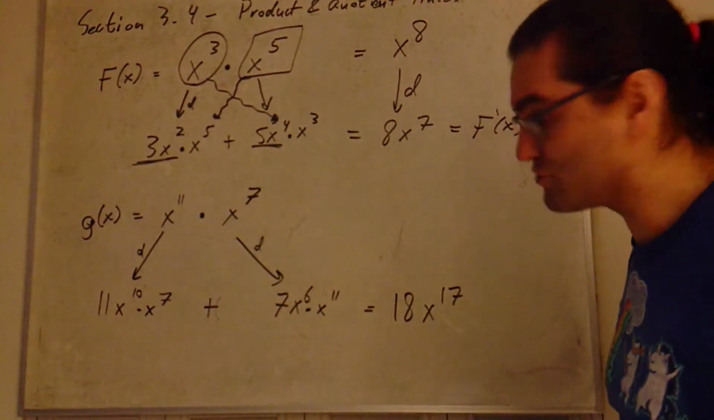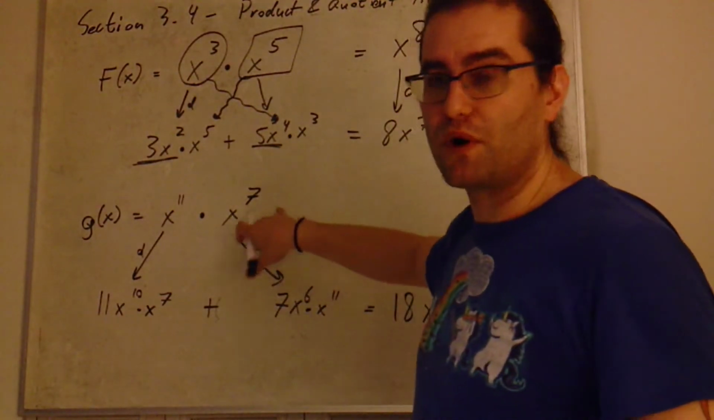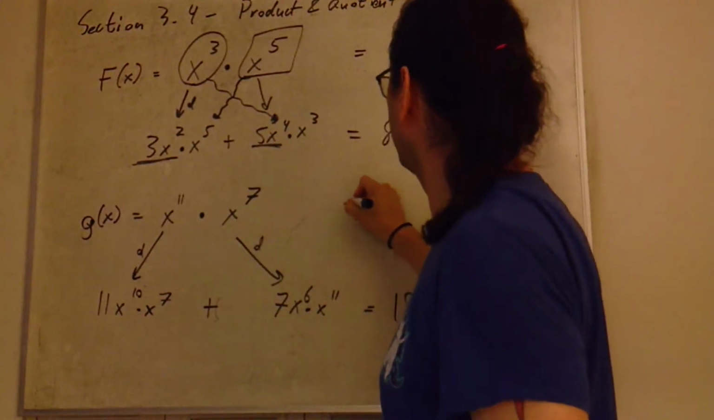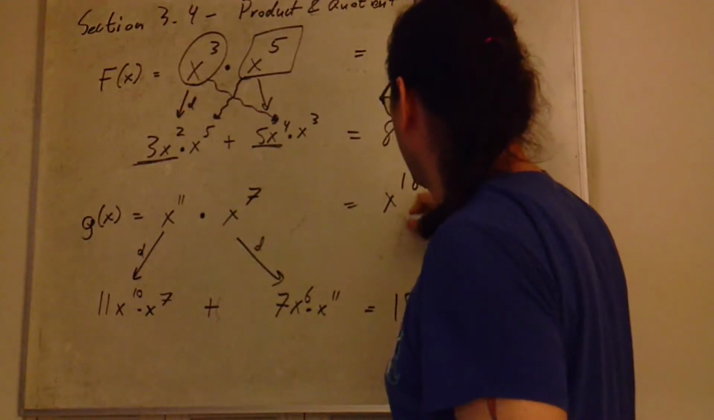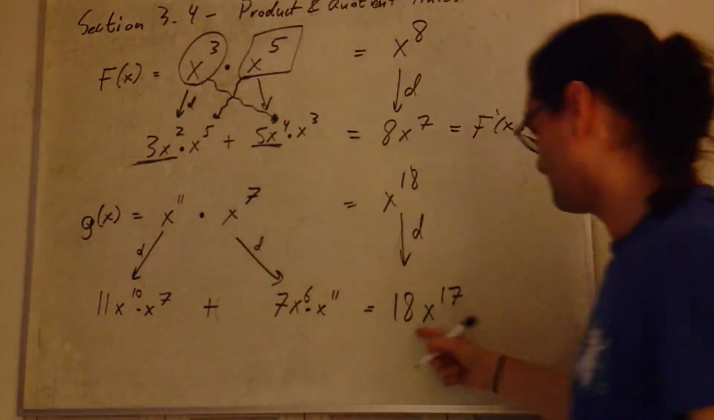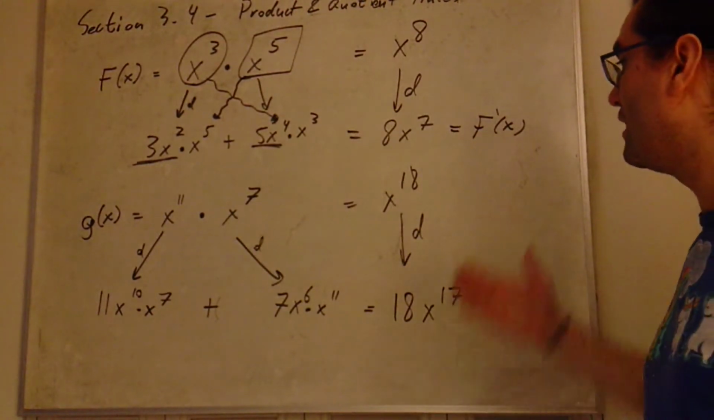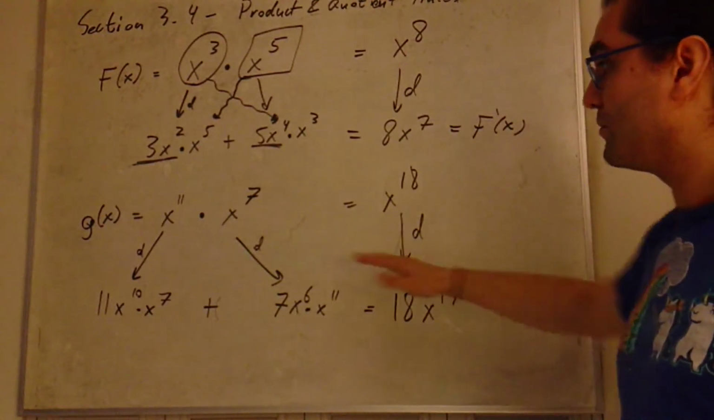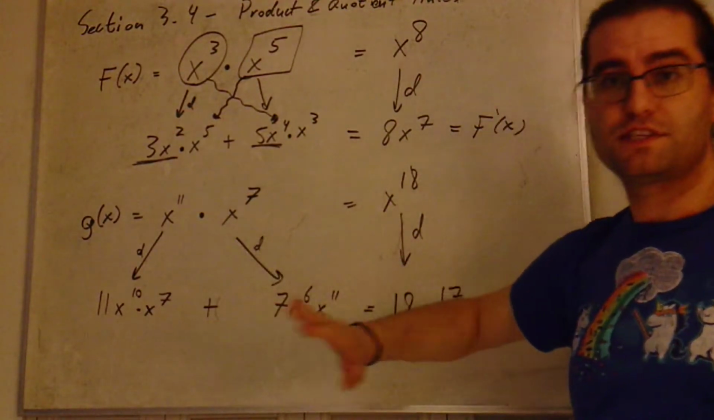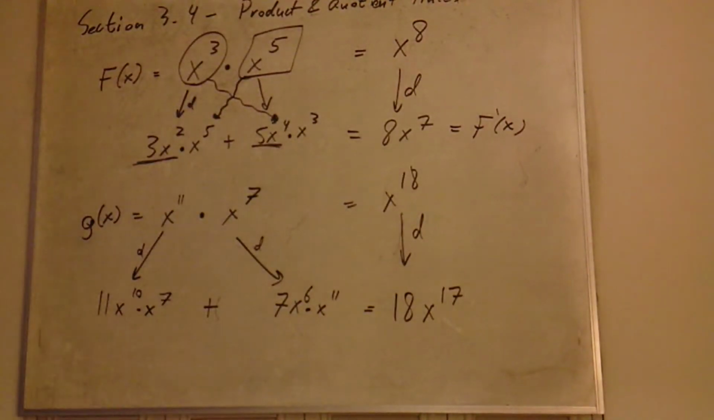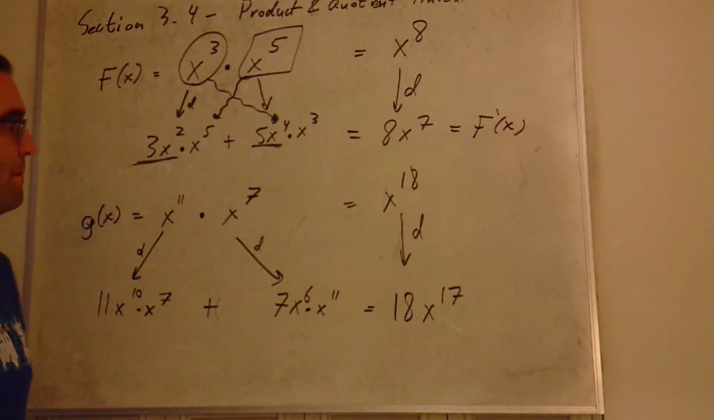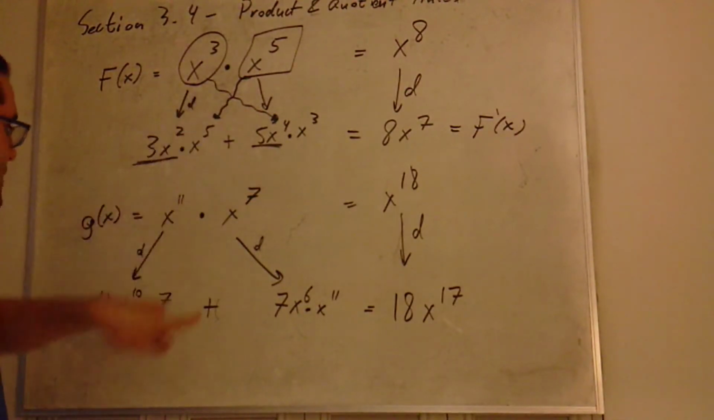Let's see if this is actually correct. Again, I chose a problem where we could just simplify it very easily. We'll get x to the 18th, and then we can take a derivative of that and get 18x to the 17th. So this pattern seems to work for these problems. Let's apply it to bigger and better and more exciting things that we can't just easily do like this.